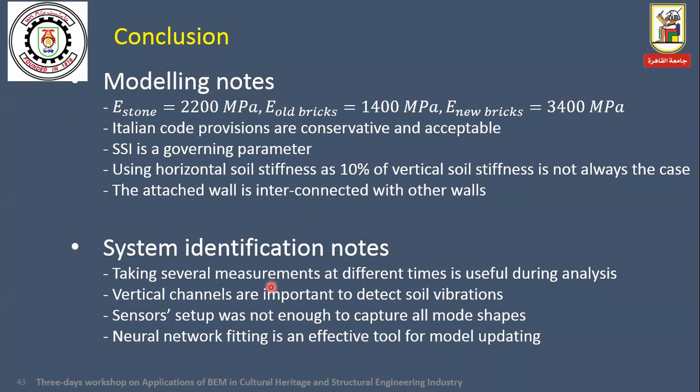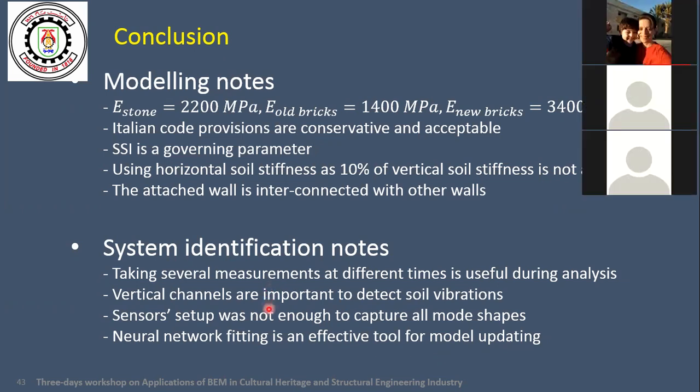Looking at the system identification, of course, taking several measurements in the time domain is important, because you can come up with values of the frequencies. If, for example, you take the measurement while the cyclic machines of the ice cream factory are working, you will see the frequencies of the machines very clear. If you take measurements where these machines are off, then you can easily identify these values and exclude them from the measurement. The vertical channel also was important because it identified the values of the soil and the vertical stiffness.